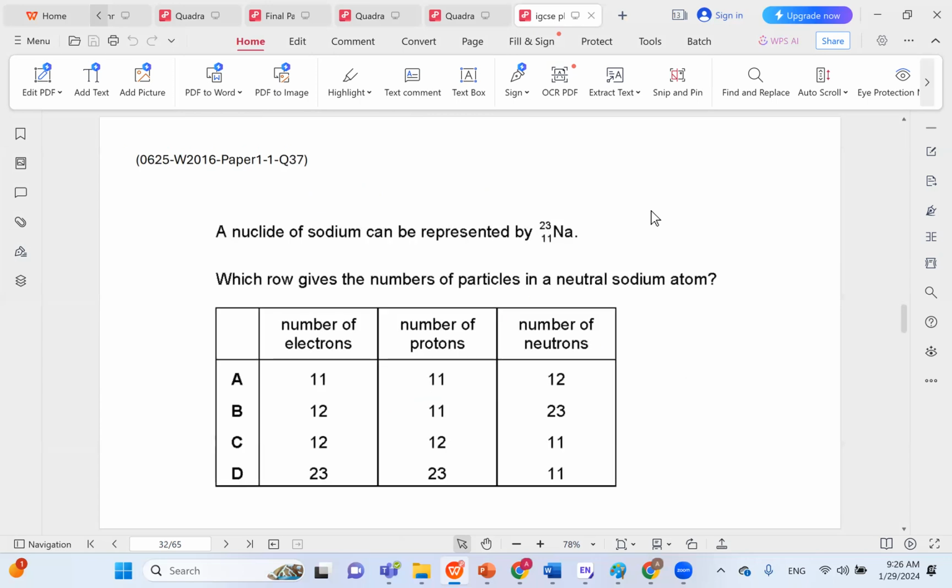A nuclide of sodium can be represented by 23/11 Na. Which row gives the numbers of particles in a neutral sodium atom? So of course the 11 represents the protons, and of course, since it's neutral, the electrons as well. So basically, it's just A. And the number of neutrons, by the way, is 23 minus 11, so it's 12. So this is also correct. But from these two, we already know that the correct choice is A.